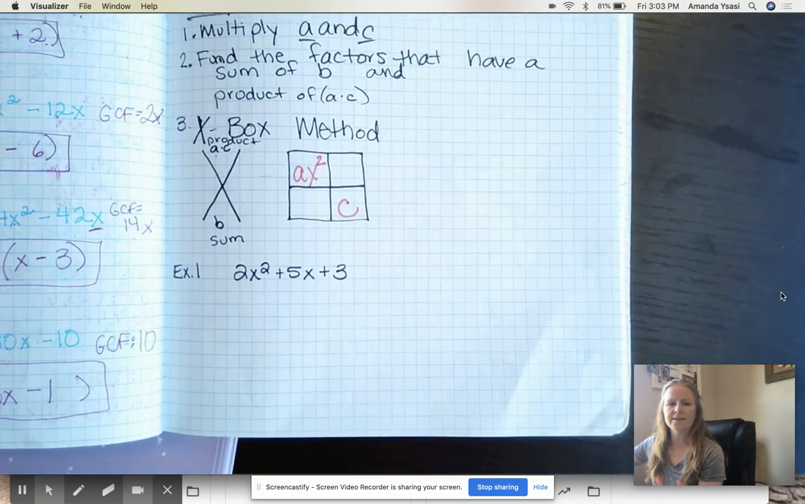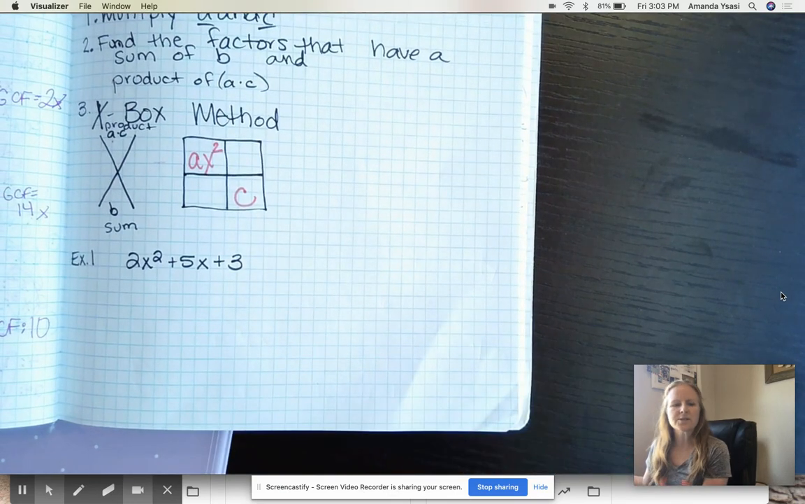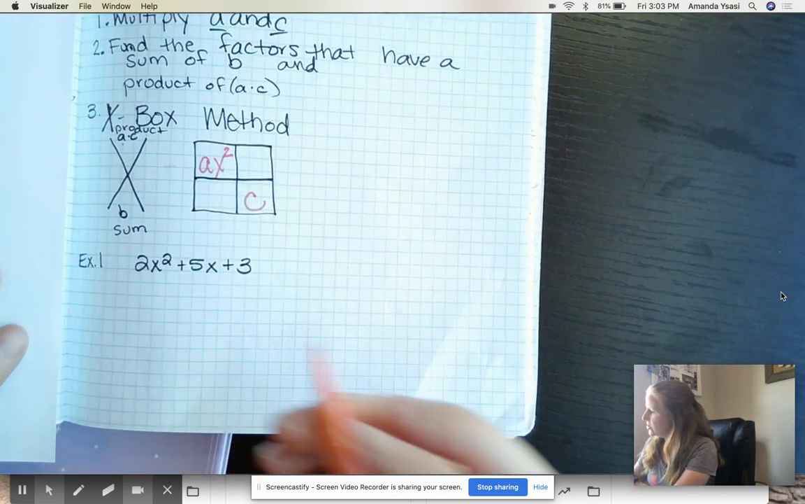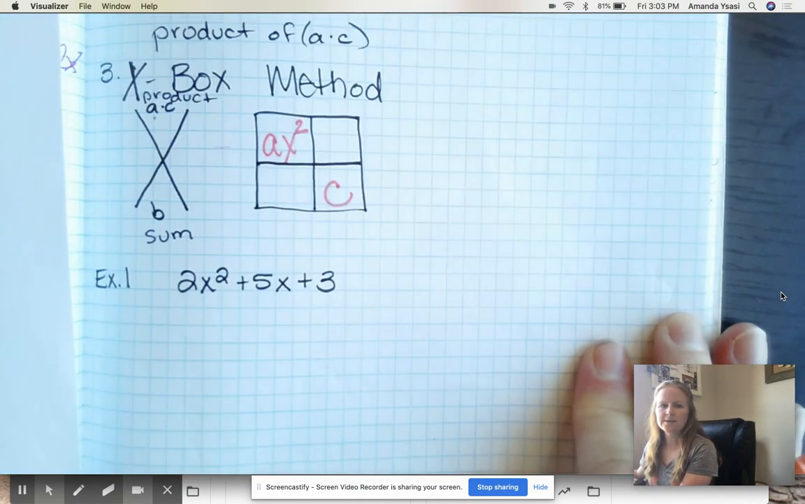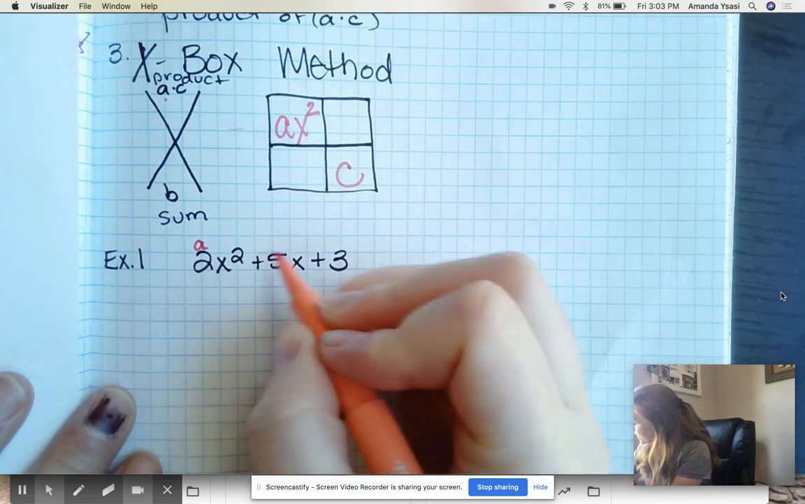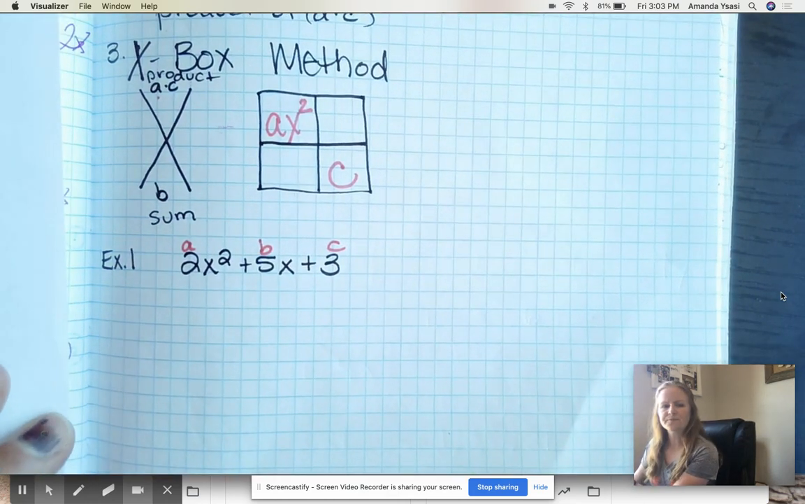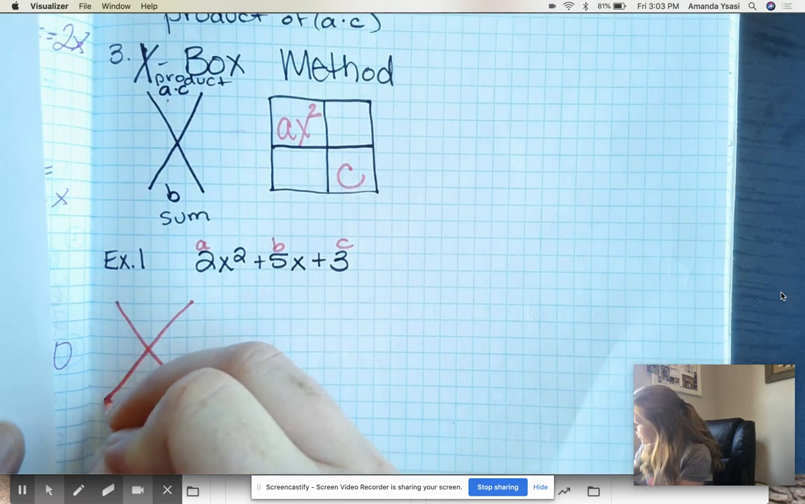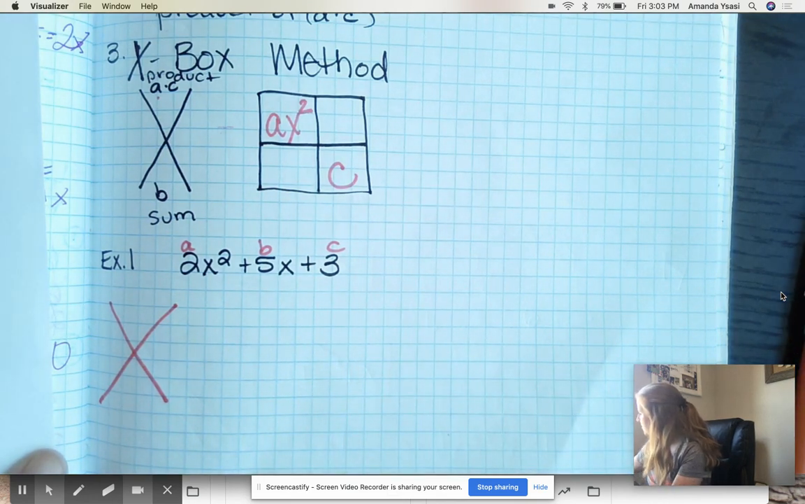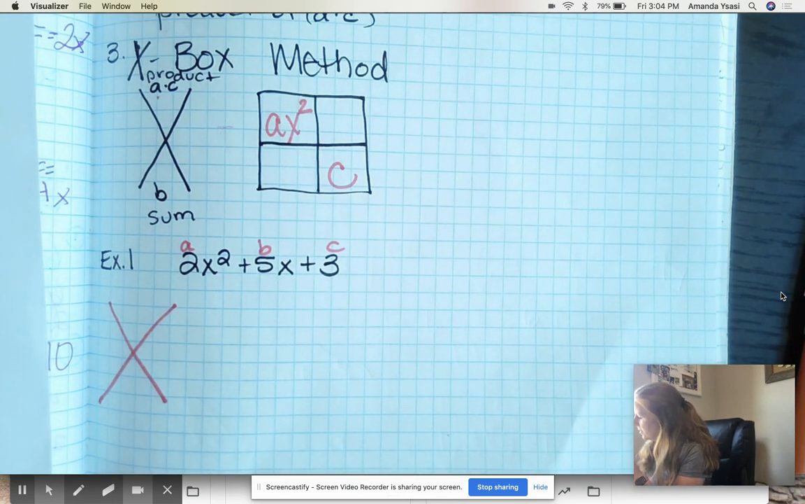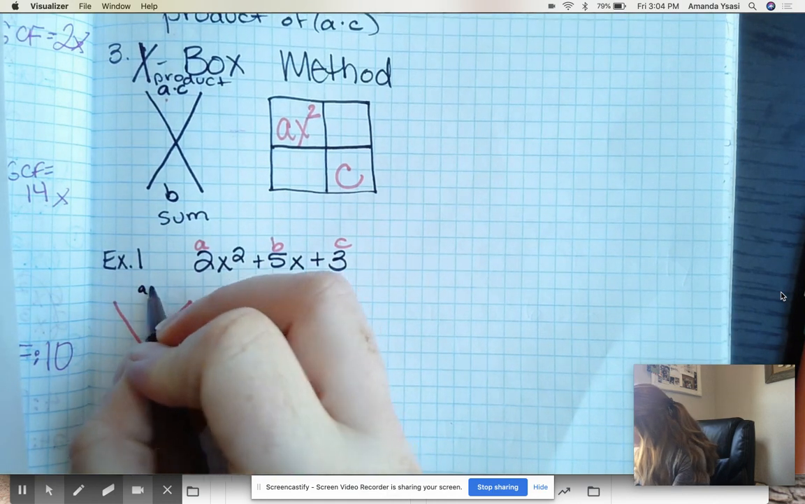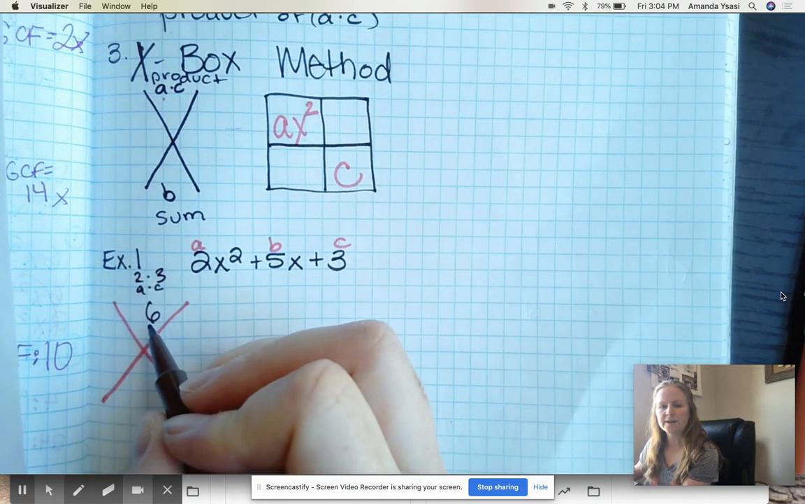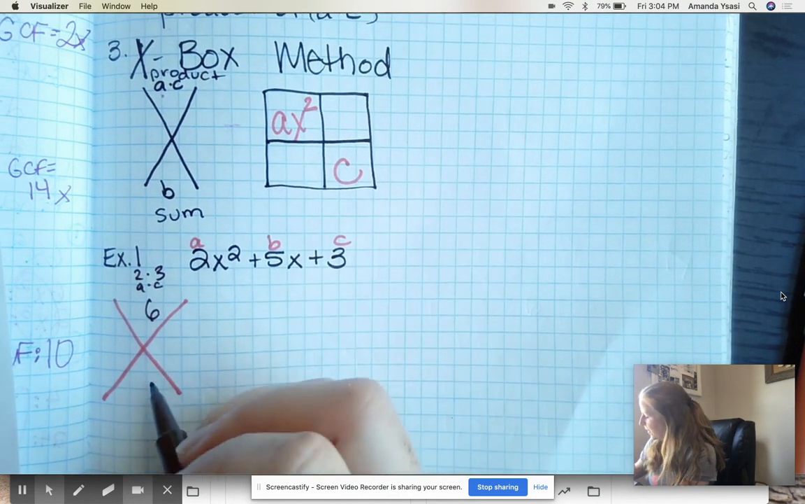So let's go ahead and get into our first example. So we have 2x squared plus 5x plus 3. So I know that this is my a, this is my b, and this is my c. So we have the x first. Okay, the x is going to have ac on top. So 2 times 3. So a times c. 2 times 3 is 6. So that's a product. And then the bottom has the sum, which is b.